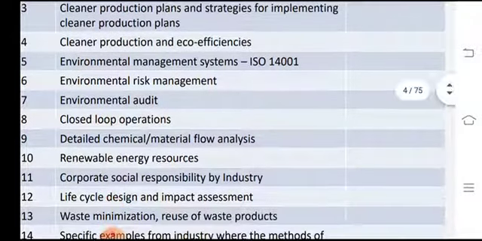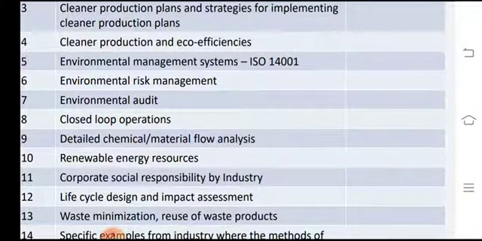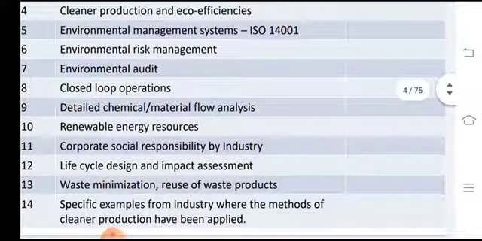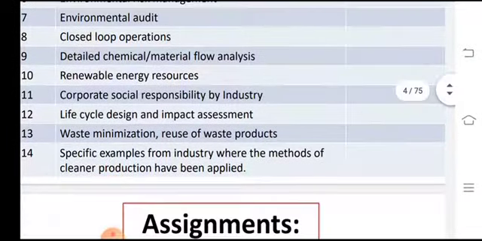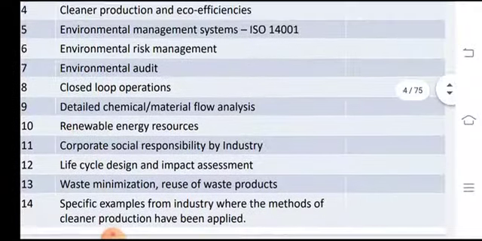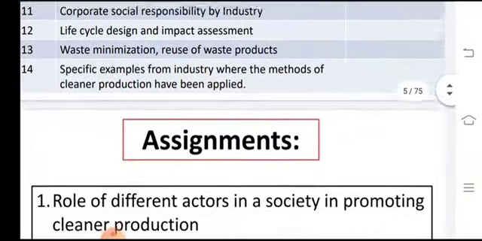eco-efficiencies, ISO 14001, environmental management system, risk management, environmental audits, closed loop operations, material flow analysis, life cycle assessment, and waste minimization. So all these are the basic topics of this course which we will be discussing.